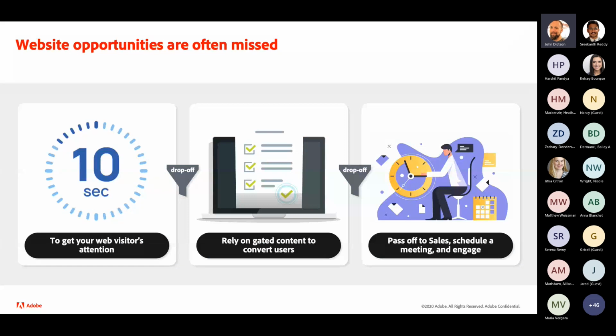So let's talk about a few of the ways that we can miss out on those critical website opportunities. So first, on average, research says that you have about 10 seconds to get your web visitors' attention. And if that doesn't happen, you end up with huge drop-off and bounce rates. And for the people that do stay on your website, we often rely on gated content like static forms to convert users. And while forms can be effective, they also can result in additional drop-off from the site.